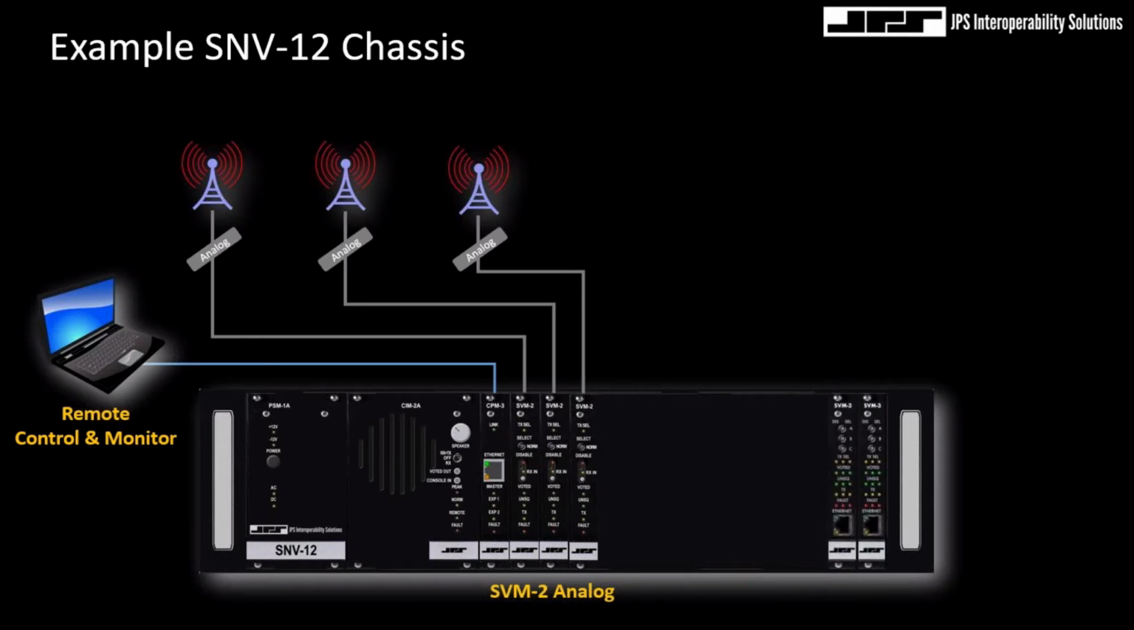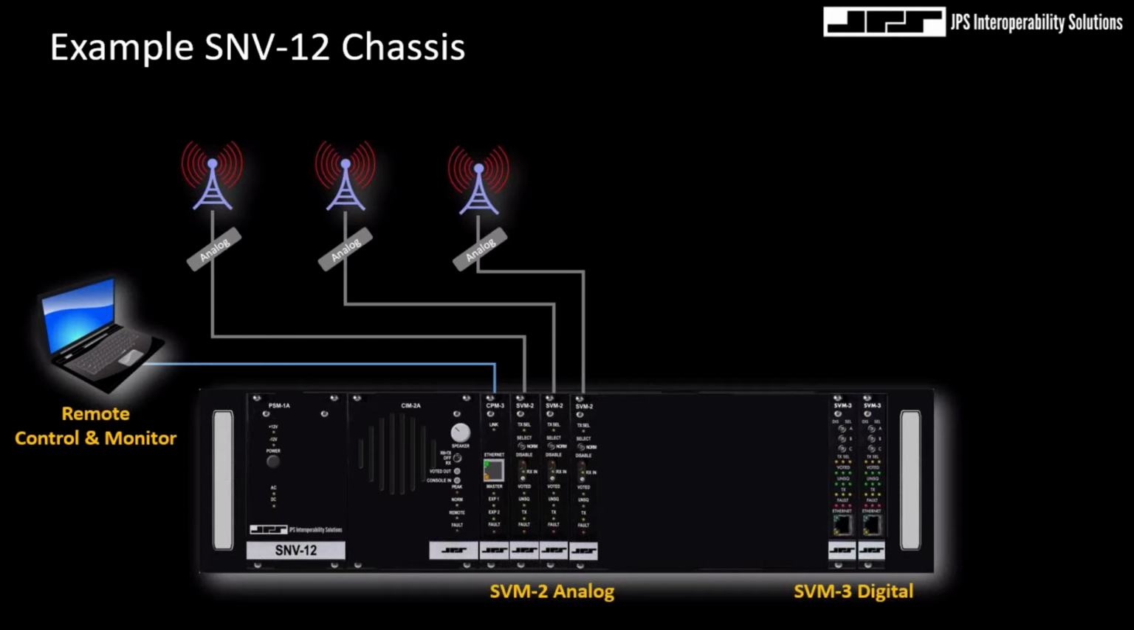This example chassis can also be populated with a couple SVM3 digital site voter modules, and the SNV-12 chassis will accept any combination of analog SVM2 or digital SVM3 site voter modules in literally any slot position. So in this example, we'll place SVM3 modules at the right of this chassis. You can populate this chassis from left to right, right to left. You can even skip slots, literally in any order. Either way, functionality-wise, the voter will still be just fine. And personally, I like to see chassis populated in this particular manner, as it's much easier to add or remove modules as the radio topology changes.